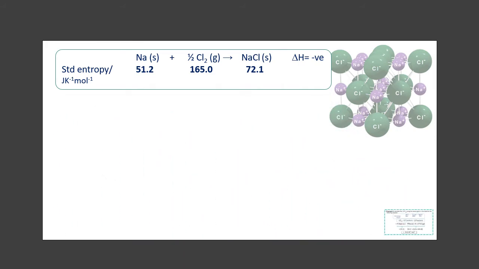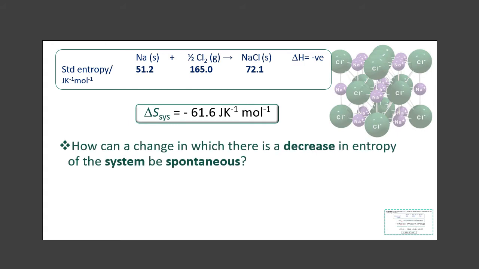So now the question was, how can a change in which there is a decrease in entropy of the system still be possible? Because this is a chemical reaction that definitely does occur. In other words, how can a change in which there is a decrease in entropy of the system still be spontaneous? How can a reaction that goes from disordered, a gas, to ordered, a solid product, be possible? Let's see if you've got this.